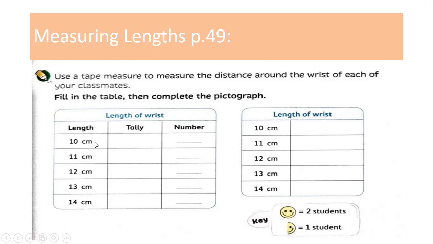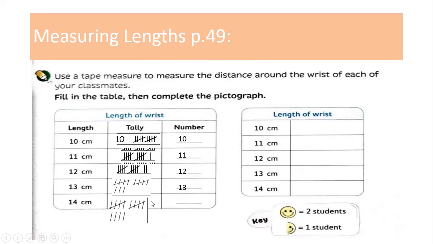So how many tallies? 10. How is it written? It is written, as I told you, 5 block, 5 block. 1, 2, 3, 4, 5. 1, 2, 3, 4, 5. 2 blocks. 11 is 2 blocks and 1. So I wrote also the number 10. 11 is 10 and 1, 5, 5, 1. This is 11. 12, 13, 14. Okay, length of wrist.